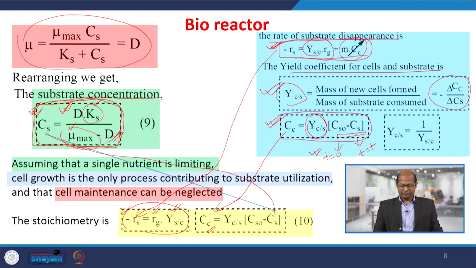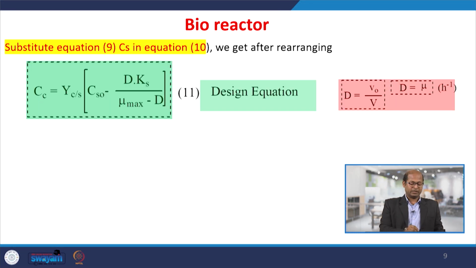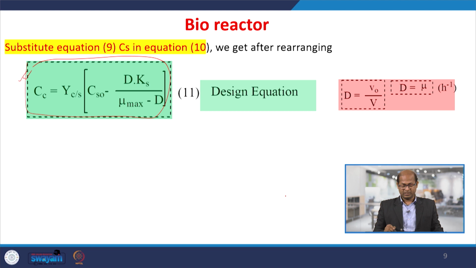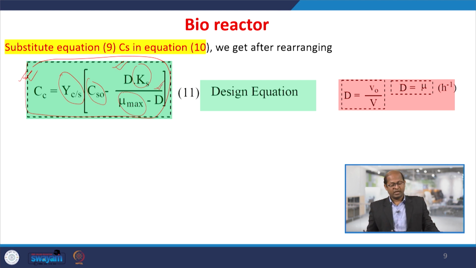This equation 9, if we substitute it here in equation 10, we are substituting Cs from equation 9. Then we can get equation 11. In equation 11, the left hand side is the cell concentration, and here is the substrate concentration, which we are substituting. So, then the cell concentration is given by the yield coefficient, the substrate concentration at the beginning, the dilution rate, the Monod constant and D. So, this is the design equation for cell concentration.